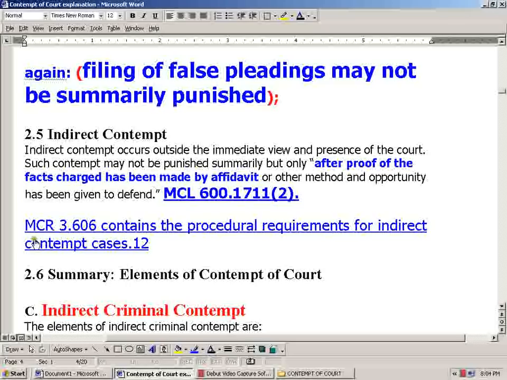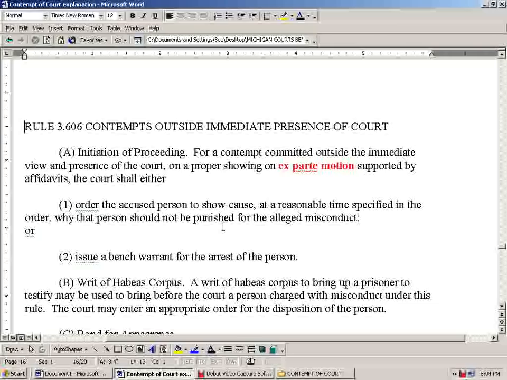MCR is Michigan Court Rule. MCL is Michigan Compiled Law. MCR 3.606 contains the procedural requirements for indirect contempt cases. Let's take a look. What do you need to do? Initiation of proceeding for contempt committed outside the immediate view and presence of the court: on proper showing, an ex parte motion supported by affidavits.